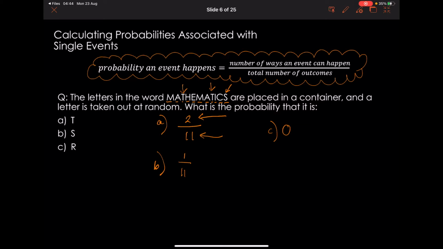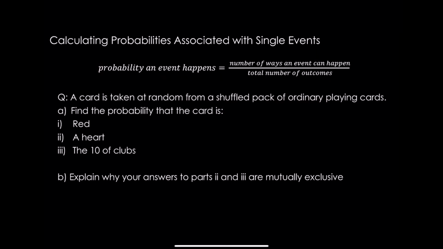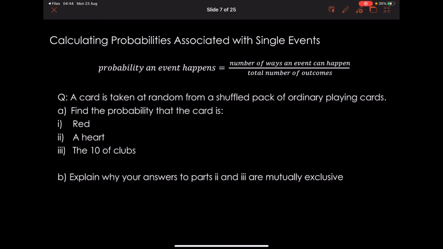Okay, let's have a look at another question. A card is taken at random from a shuffled pack of ordinary playing cards. Find the probability that the card is A, red, B, a heart, or C, the 10 of clubs. Oh, sorry, 1, 2 or 3. Explain why your answers to part 2 and 3 are mutually exclusive. Okay, so again, if you'd like to pause the video and press play for the answer.